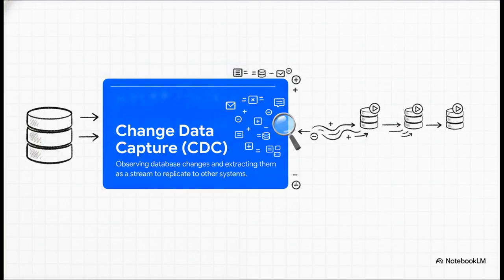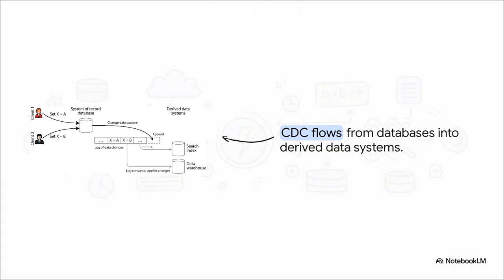It turns literally every database insert, update, or delete into a real-time event stream that any downstream system can instantly consume. Conceptually, the source database acts as the ultimate truth here. As it captures updates, say setting a value from X to A and then X to B, that entire log of immutable state changes streams out in real time to update derived data systems. So if you need a super fast search index or a data warehouse, you aren't burdening your primary database with massive complex queries. You just let those secondary systems consume the CDC stream and update themselves.